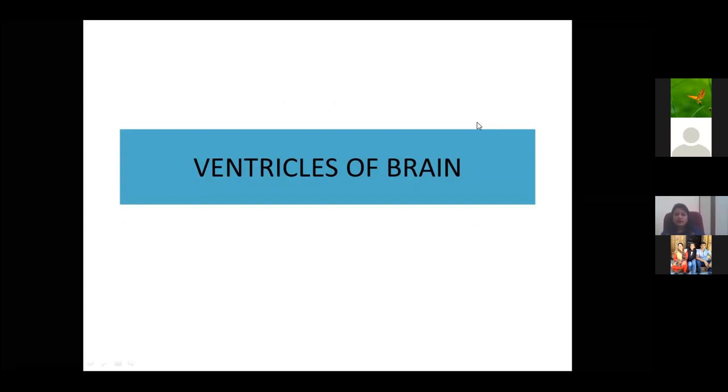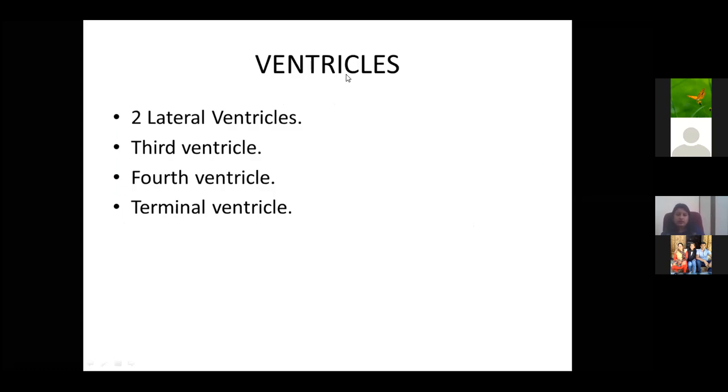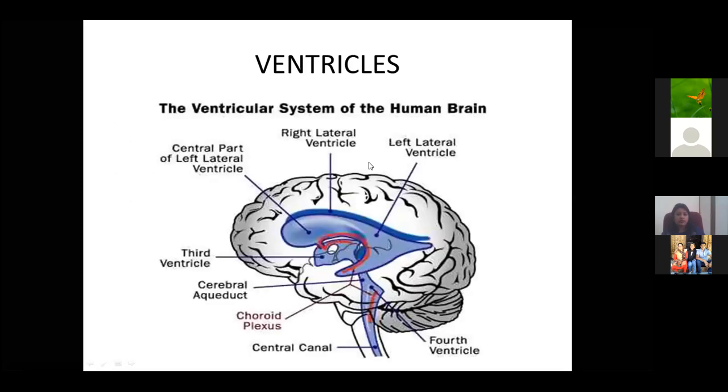So the ventricles, there were many queries yesterday, ventricles of the brain. They are nothing but cavities present in the brain. So there are mainly four in number: two lateral ventricles in the cerebral hemispheres, third ventricle in the diencephalon, fourth ventricle between the pons, cerebellum and the medulla. Then the central canal is the continuation of this into the spinal cord, and the cerebral aqueduct in the midbrain.